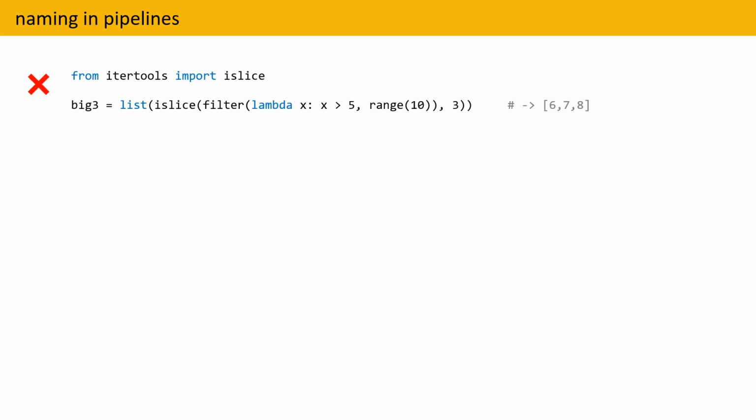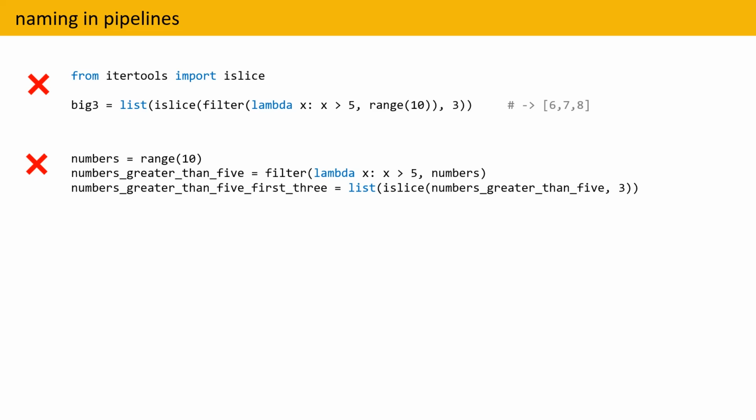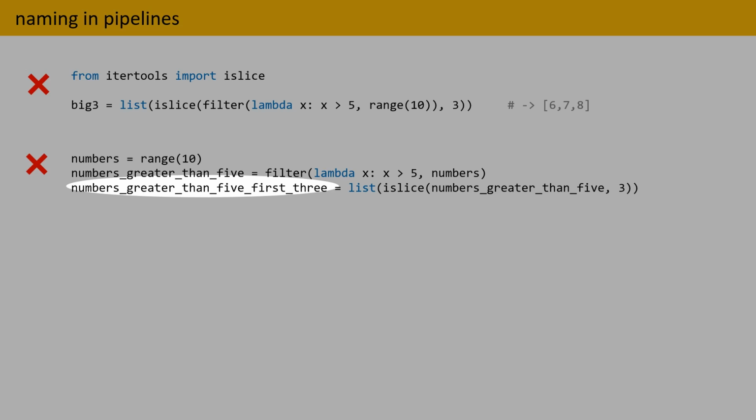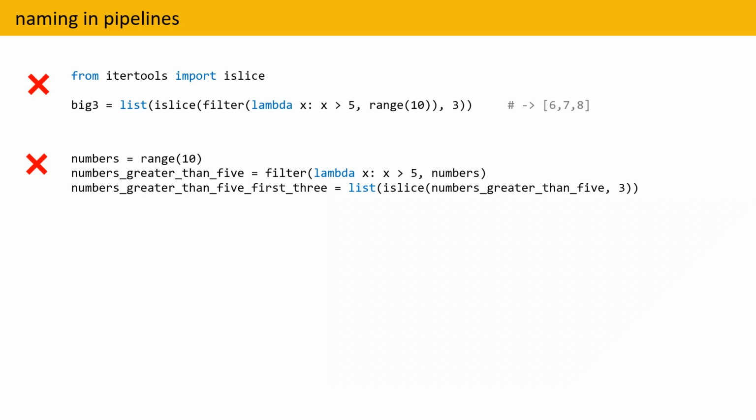We can break this pipeline into bits and assign variable names to intermediate results. But finding names that truthfully and completely describe the content of those intermediate variables is either difficult or leads to very long names, as shown here. Furthermore, breaking the pipeline into pieces makes it harder to understand how the data flows through the system.